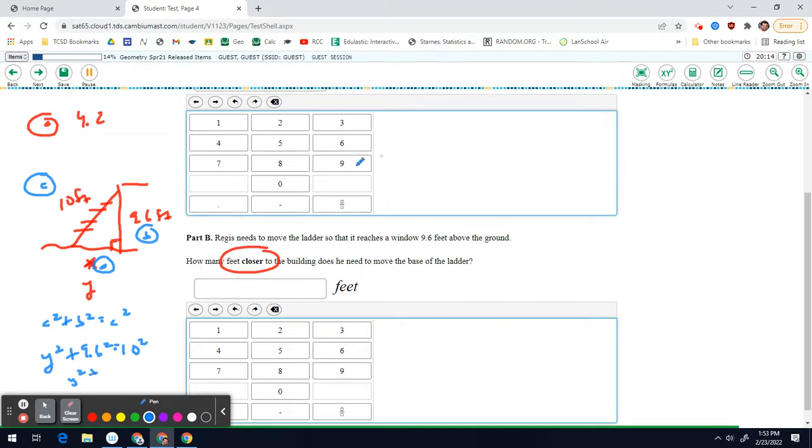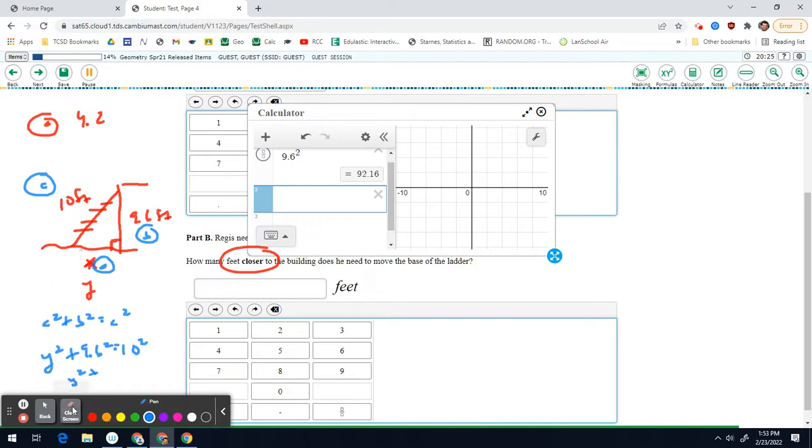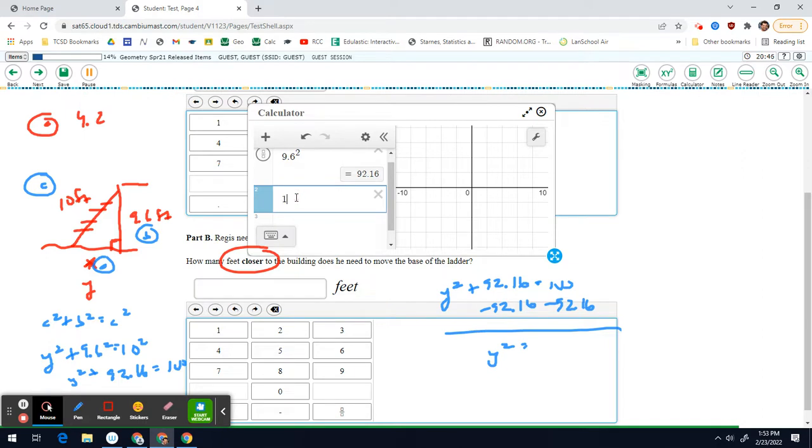Y squared plus, we're going to do 9.6 squared in the calculator. 9.6 squared, that's 92.16. So y squared plus 92.16 equals, and then 10 squared is 100. Let me come over here and write it nicer. So y squared plus 92.16 equals 100. We're going to subtract 92.16 from both sides. So y squared equals, and in my calculator, I'll do 100 minus 92.16. So that gives me 7.84.